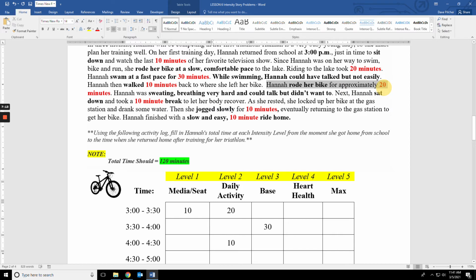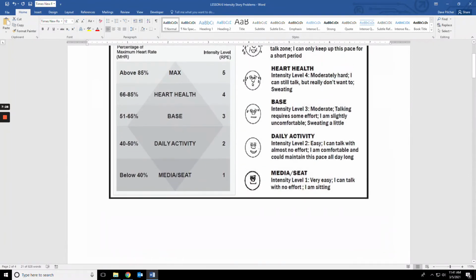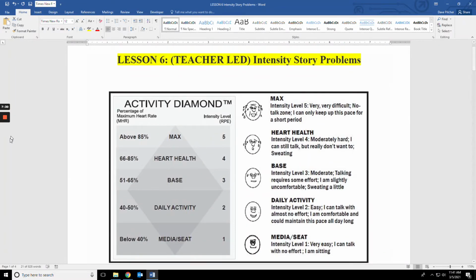Next sentence. Hannah rode her bike for approximately 20 minutes. So it's a 20-minute time entry. Hannah was sweating, breathing very hard, could talk, but didn't want to. So let's go back up to the intensity chart. If we look at intensity level 4, heart health, level 4, moderately hard. I can still talk, but really don't want to. And sweating.